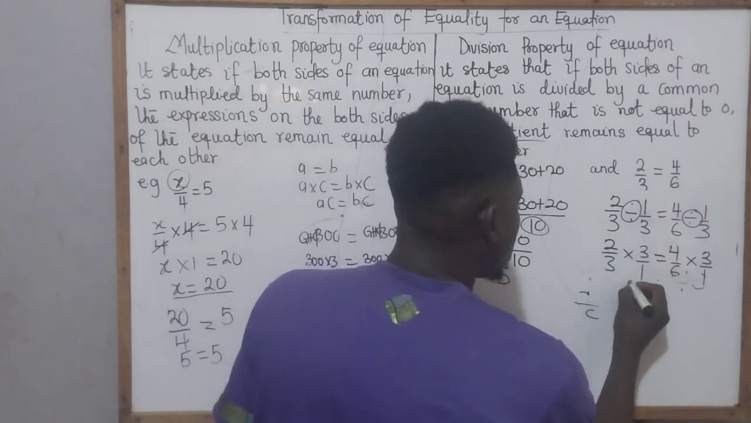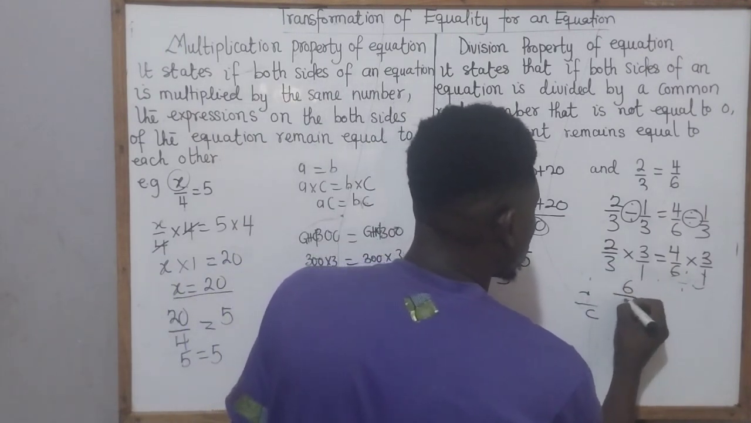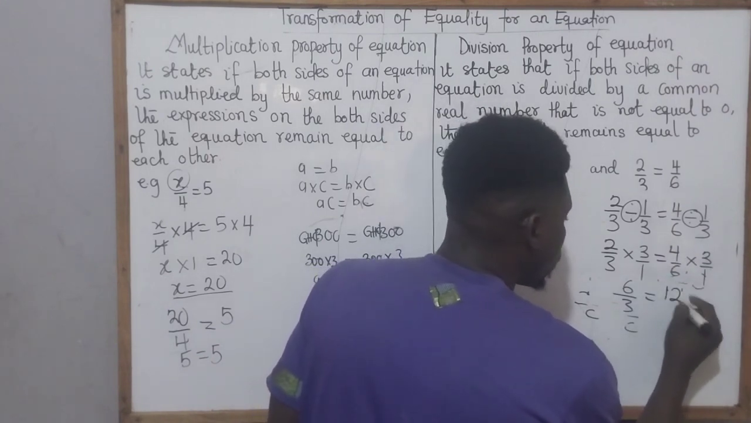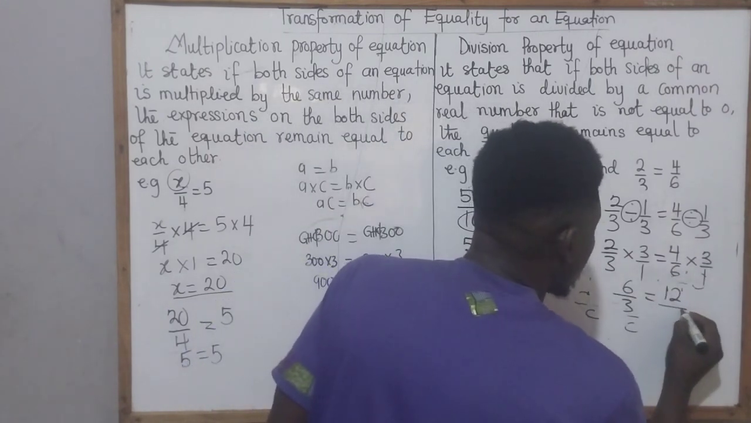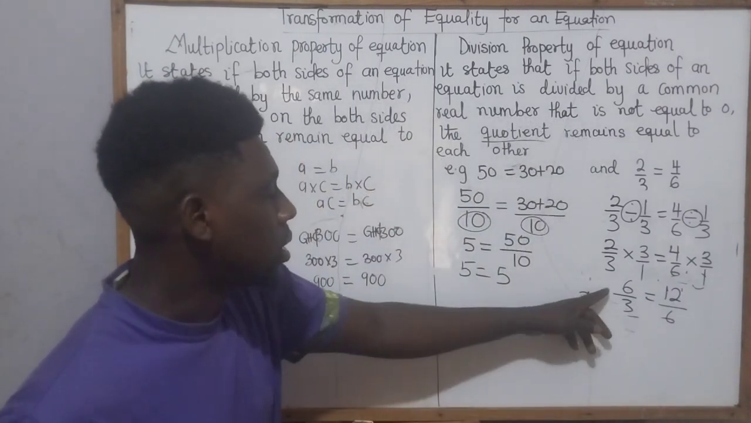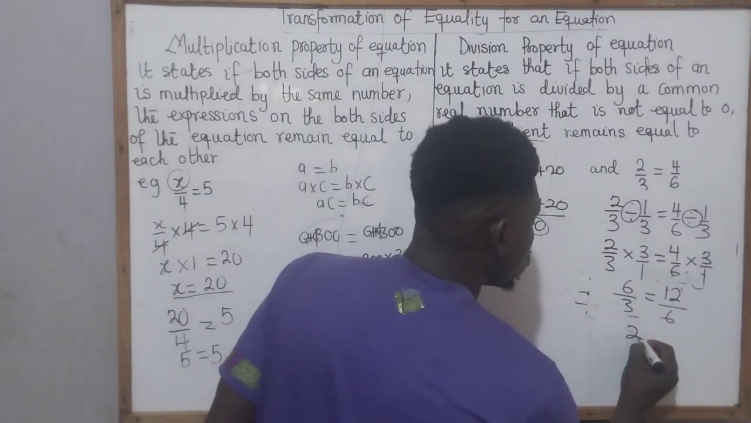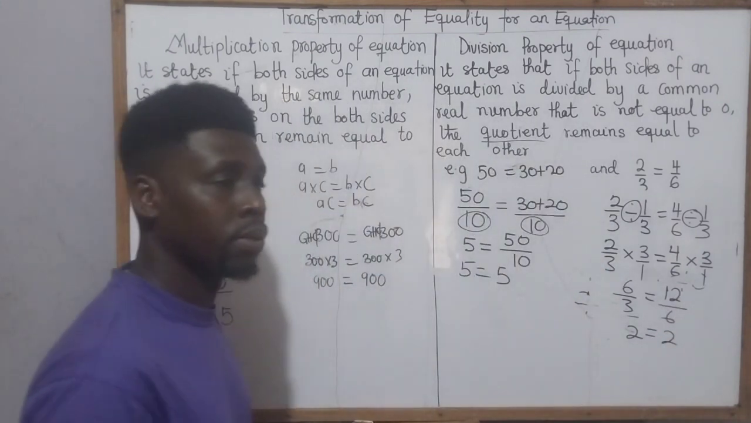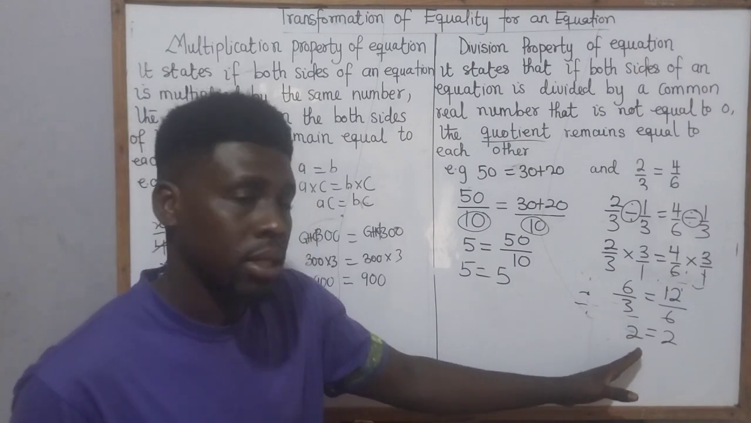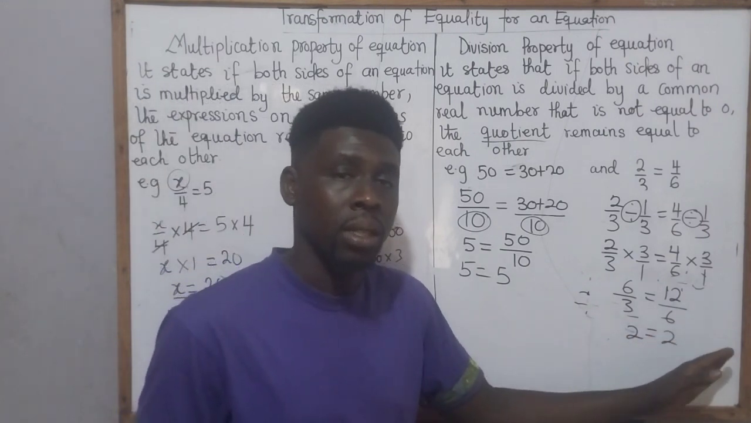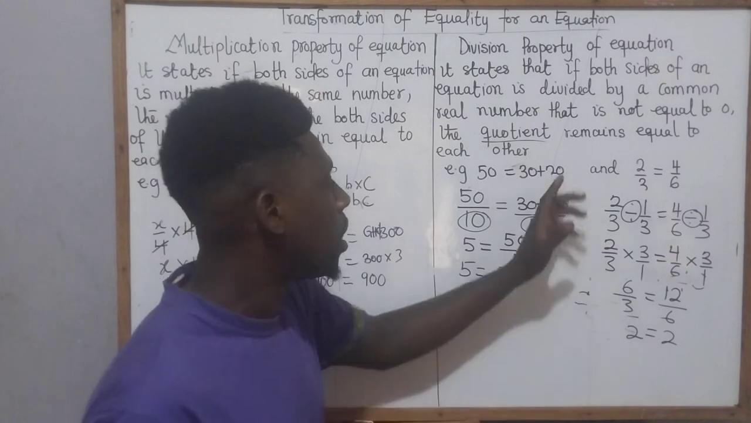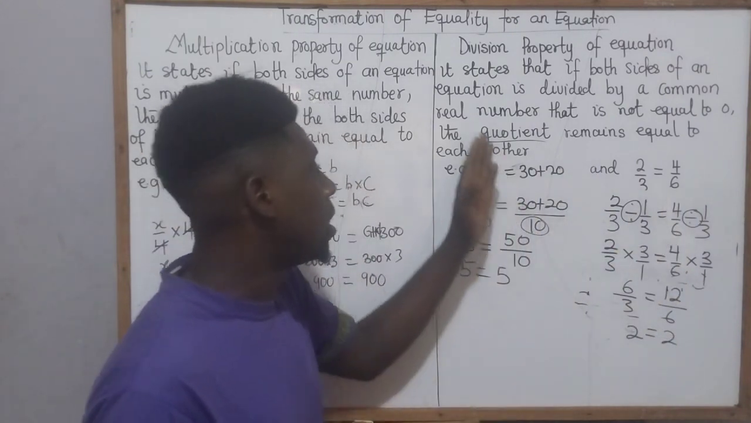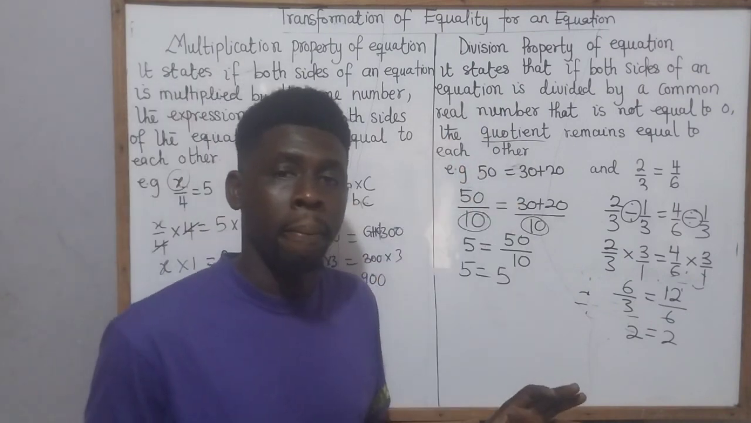2 times 3 gives me 6. 3 times 1 also gives me 3. 4 times 3 will give me 12. 6 times 1 also gives me 6. Hence, 6 divided by 3 will give me 2, and 12 divided by 6 will also give me 2. So you realize that the left-hand side is equal to the right-hand side if both sides of the equation are divided by the same number.